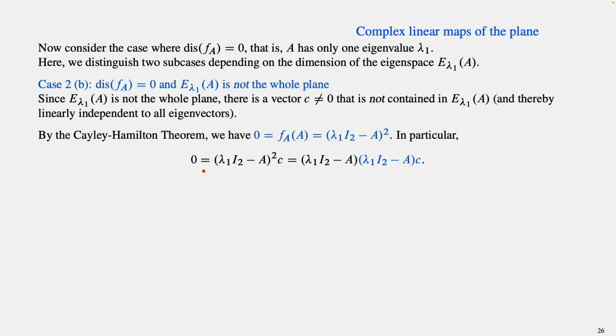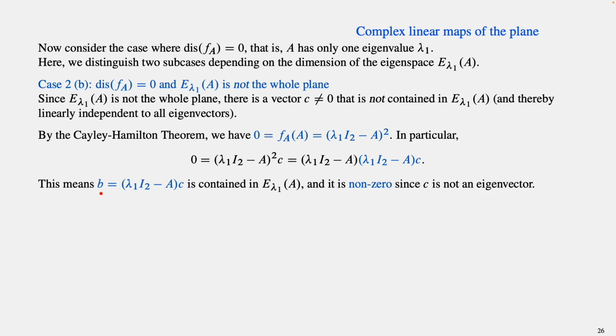Now what this means is, if we rewrite it a little bit, 0 is equal to the 0 matrix times vector C, so this is the 0 vector now. We've seen by Cayley-Hamilton that this is a 0 matrix, so obviously any vector C multiplied by the 0 matrix gives the 0 vector. And this we can write as (lambda 1 identity minus A) times (lambda 1 identity minus A) times C. And that shows us that this vector here, C multiplied by lambda 1 identity minus A, is actually in the kernel of lambda 1 identity minus A, because it gives you 0.